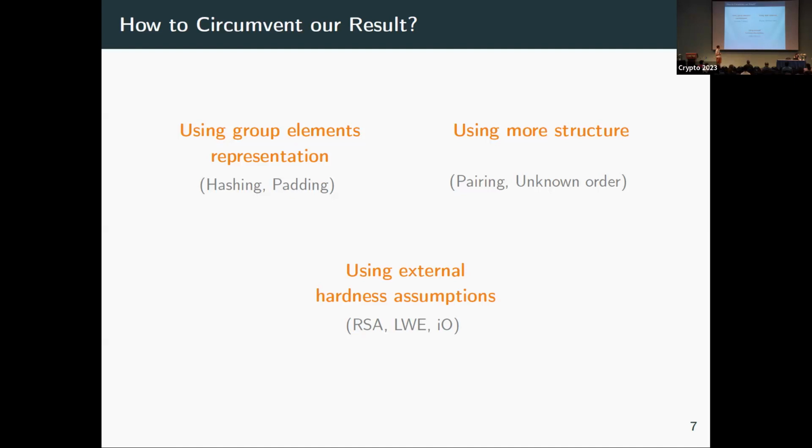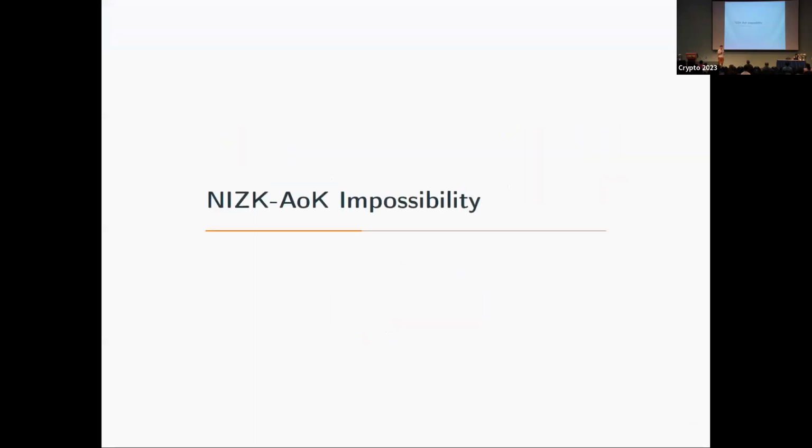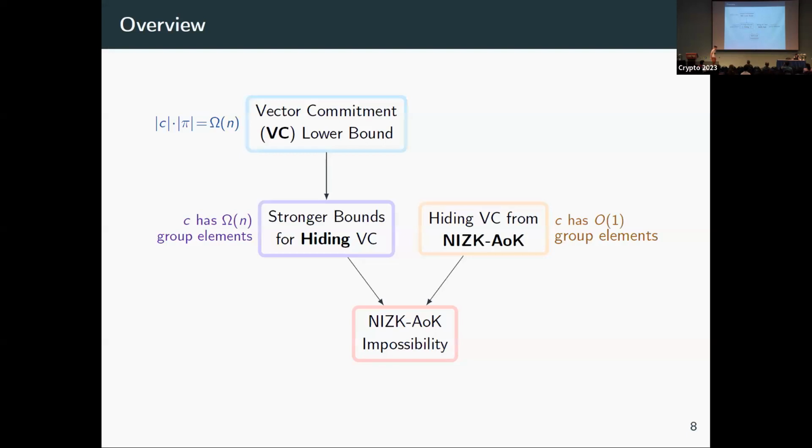Finally, if you really want to use the group in a black box way, and you don't want to use unknown order or pairings at all, then at that point you must rely on an external hardness assumption. Meaning, for instance, LWE, RSA, or anything that cannot be unconditionally proven hard in the generic group model. So, having said the results, I'm going to give some intuition on how we get these results.